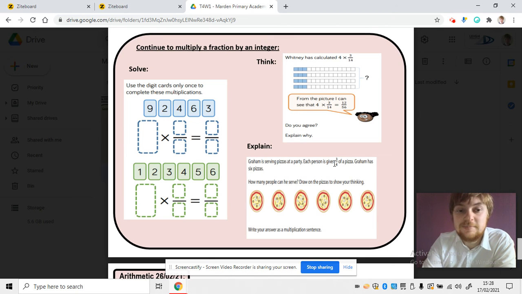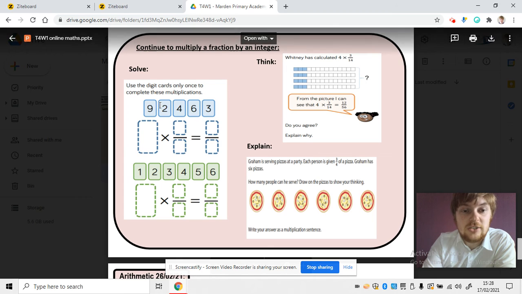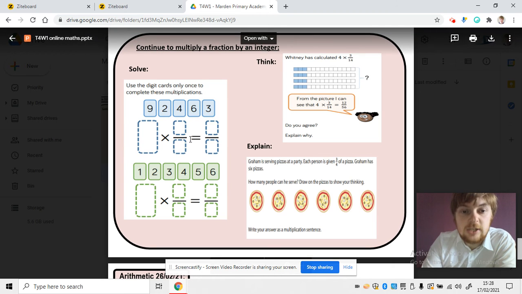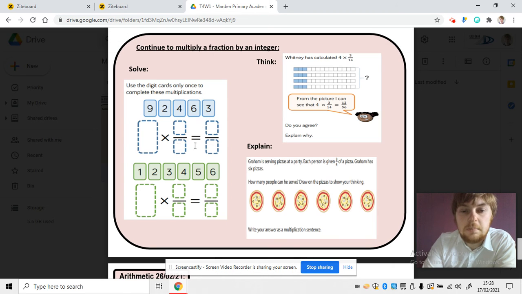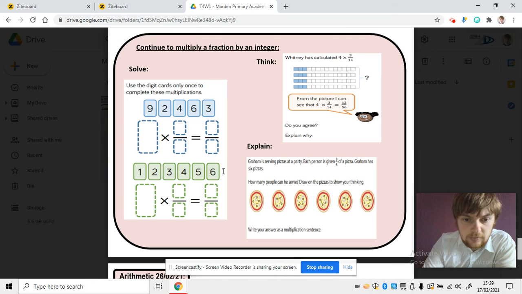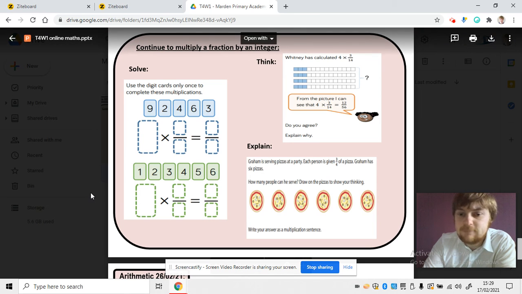And then when you solve, you've got these digit cards 9, 2, 4, 6, and 3 to complete this multiplication. Here you might need to think, what could be my denominator? I've got to think of a relationship. What is a likely number I could be multiplying by? You might have to do a bit of trial and error to work this out. And likewise here, you've got 1, 2, 3, 4, 5, and 6. Using those digit cards, how can you fill this in to get it to work? Again, trial and error might be what's needed, but we can always look at this at 10 o'clock if need be, unless you have any questions beforehand.